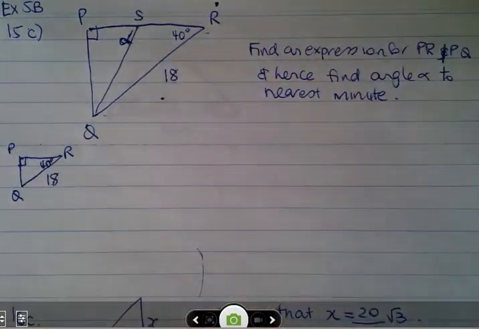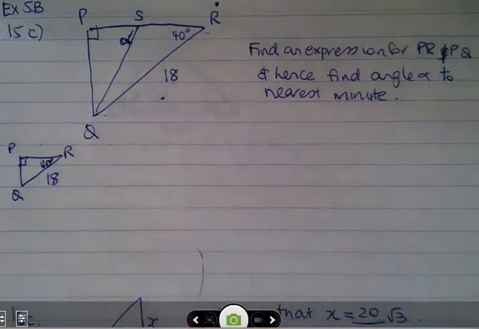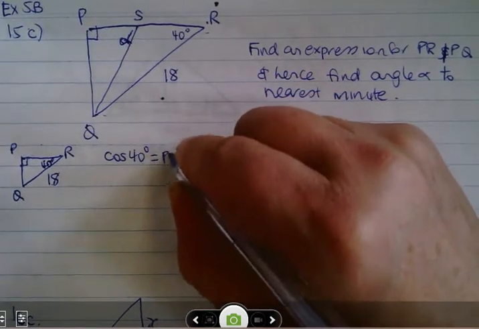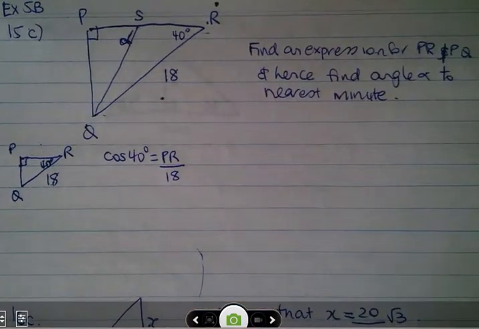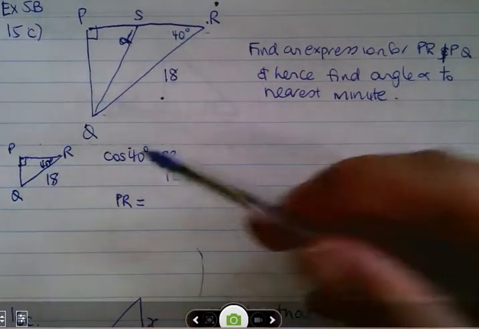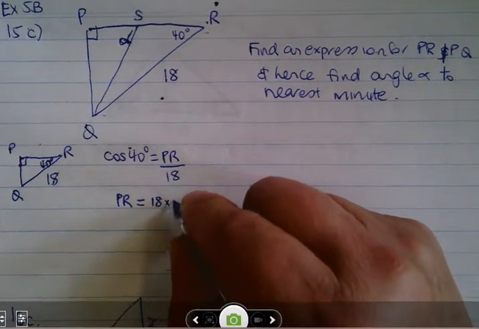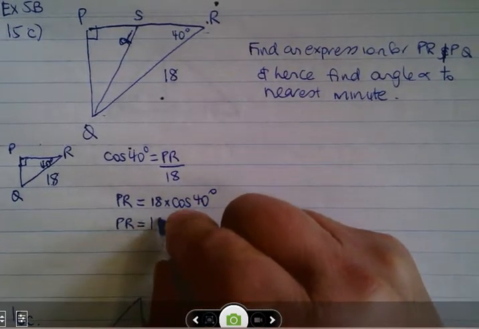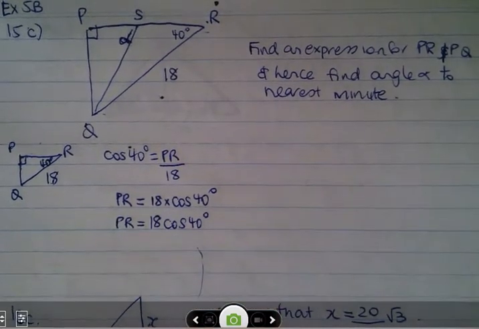If you want PR, what are you going to use? Sine, cos, or tan? I want PR. Cos of 40 degrees is what? PR, adjacent over hypotenuse over 18. So when we say find an expression, how would I work out PR? What do I do with the divide by 18? Times. So it's 18 times cos 40. That's my expression for PR. And you actually don't need the times symbol between, so we write it as 18 cos 40. So that's an expression for PR.